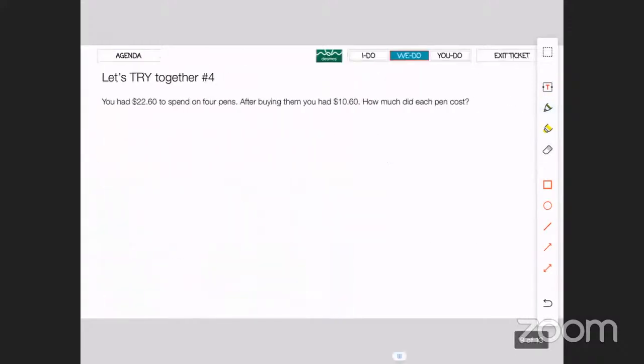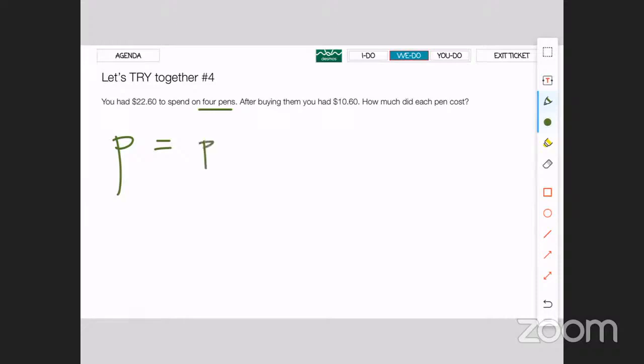And let's take a look at another example. Let's say this is the last one, because we have more. You had $22.60 to spend on 4 pens. So let's say there is a price that we don't know. Let's say P is the price, or let's say the unit price for a pen. The question is, how much did each pen cost?